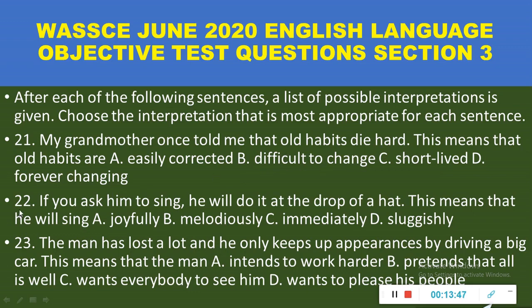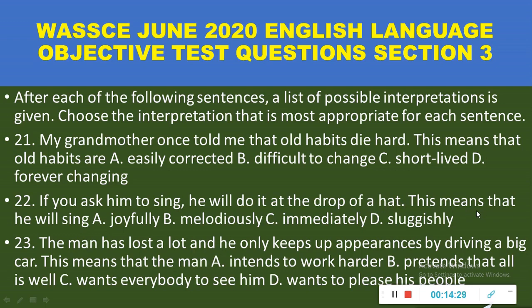All right. Then question 22, if you ask him to sing, he will do it at the drop of a hat. You see, this also creates a kind of image in your mind. At the drop of a hat. A hat is something people put on their head, and you can easily drop your hat. It is something you can do immediately. So the actual meaning of at the drop of a hat is something you do immediately without any hesitation at all.